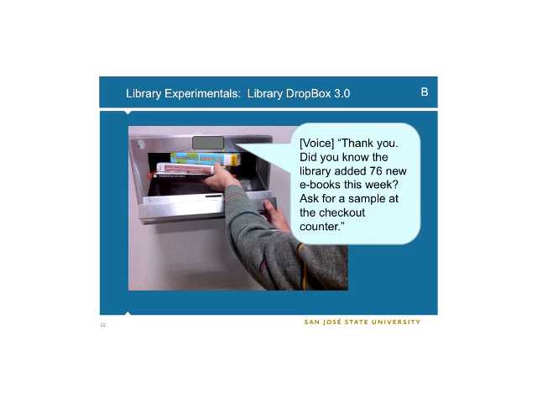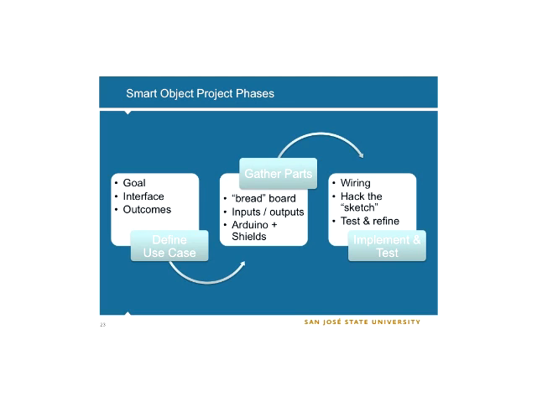So, Jeremy, do you want to talk about the phases of developing this project? Right. So right now we're in the middle of stages 1 and 2. We have a goal. We know what the interface is, and we know basically what the outcomes are going to be. The next step is to gather the parts. We have most of those. Breadboards, I showed you some of those. Inputs and outputs: we've got the infrared emitter and receiver. We've got the Arduino, and we've got the shields that we need.